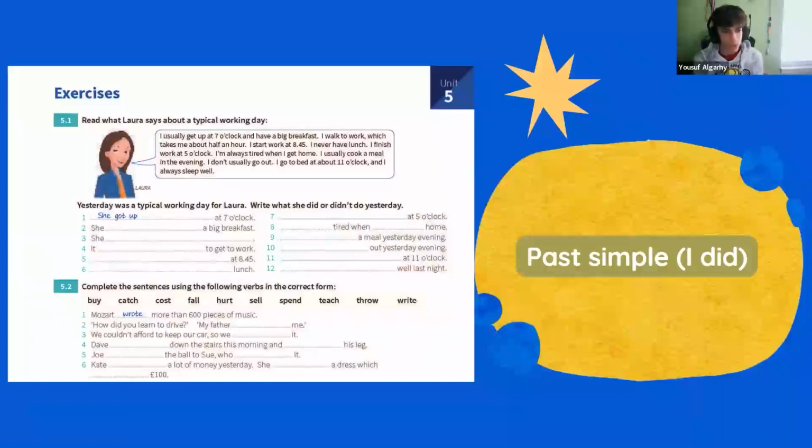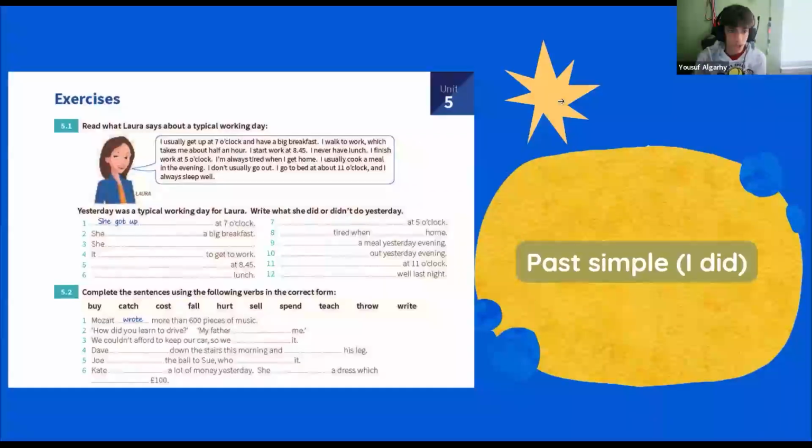Okay. So yesterday was a typical working day for Laura. So everything that she said happened yesterday, pretty much. Write what she did or didn't do yesterday. Okay. So number one, we have she got up at 7 o'clock. It says that in the paragraph. So number two, she blank a big breakfast. What would we put for that one? She ate a big breakfast.